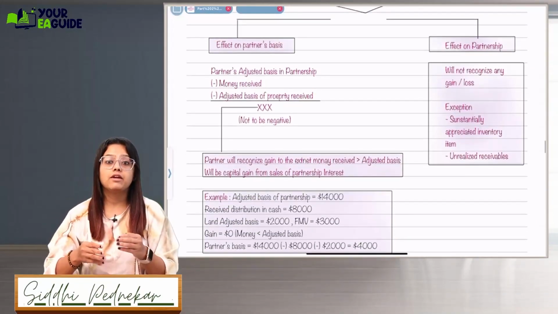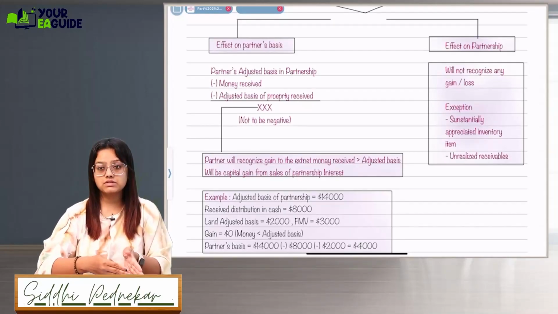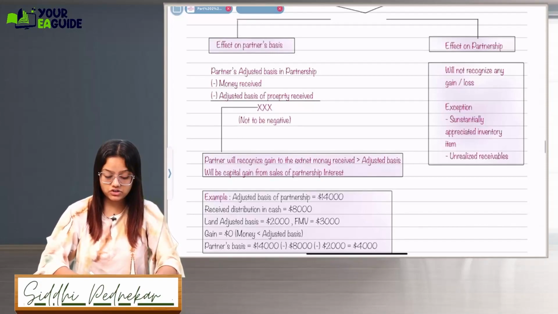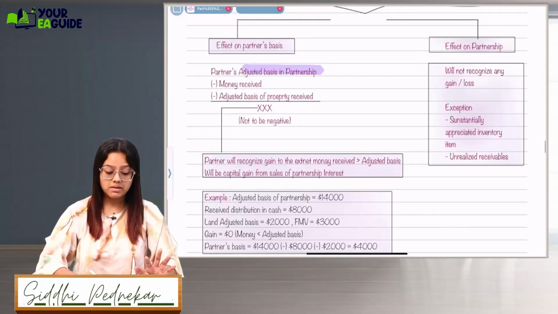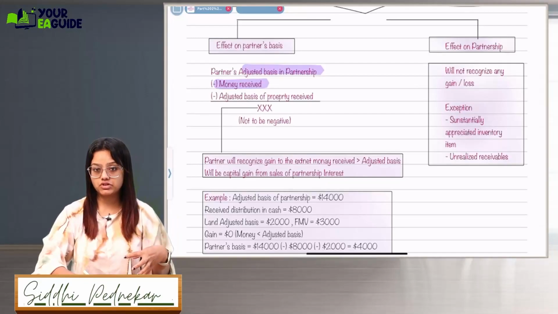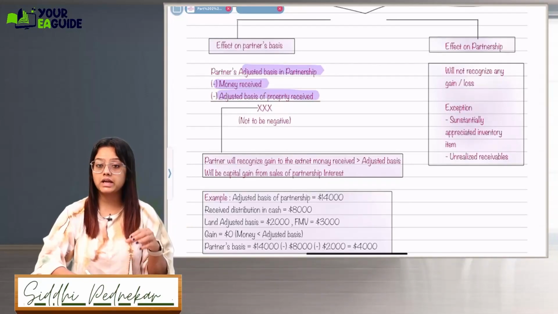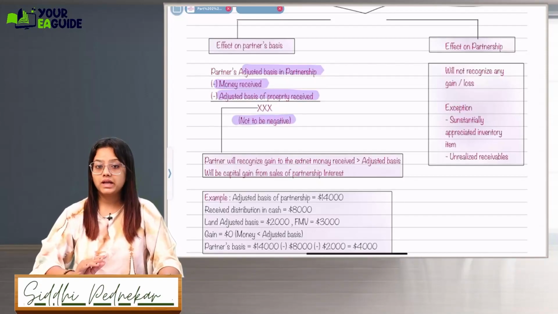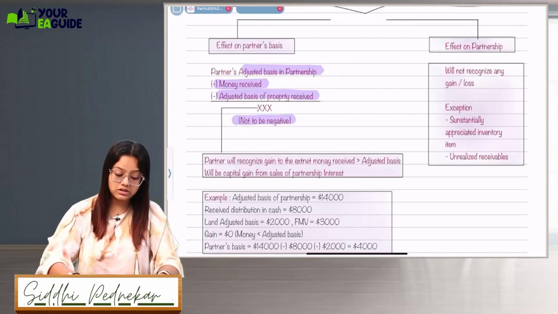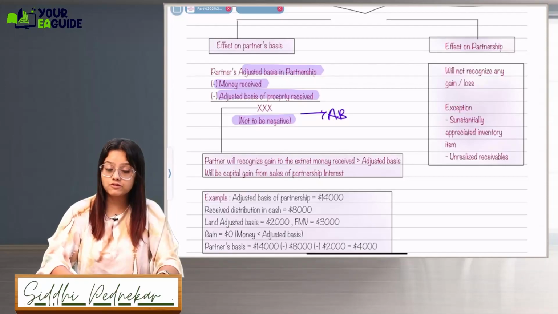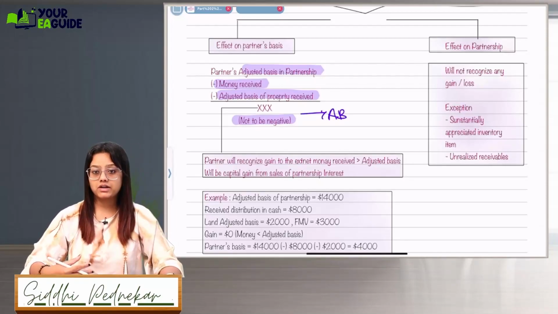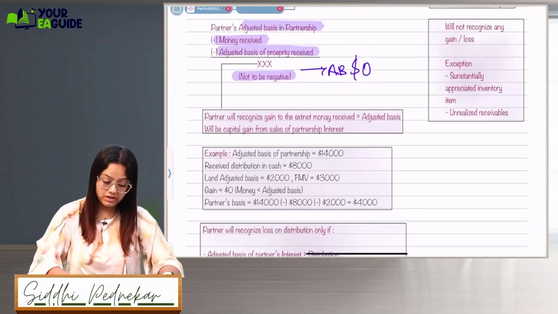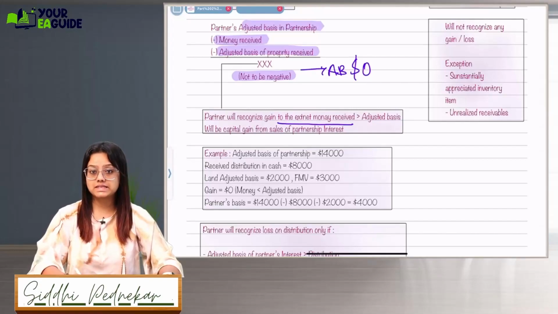Now let's see the effect. What will be the effect on the partner's basis? What will be the effect in case of the partnership? For partner's basis, whatever is the adjusted basis, directly take as it is, minus money received at the time of distribution, minus adjusted basis of any other property if you have received. It should not be negative. If you are still continuing your partnership interest, the basis will be 0 if it's negative, okay. Partner will recognize gain to the extent of money received.